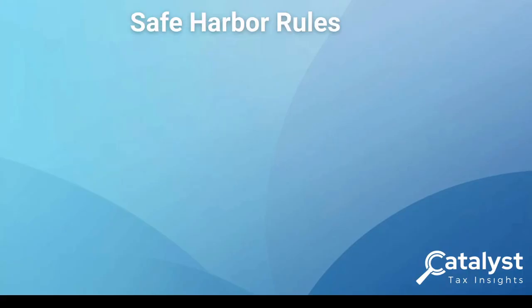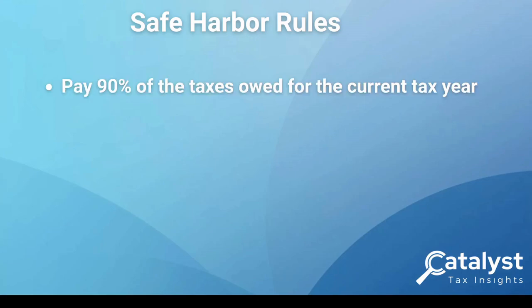There are 2 ways to ensure that you do not get charged an underpayment penalty. First is to pay 90% of the taxes owed for the current tax year. For example, if you owe $10,000 in total taxes for 2026, but pay at least $9,000 in estimated taxes, you will not be charged an underpayment penalty.